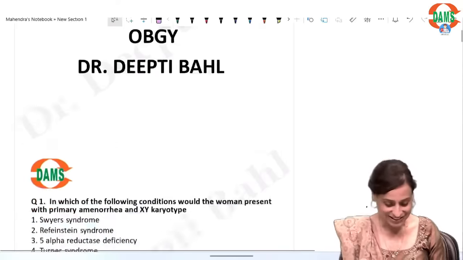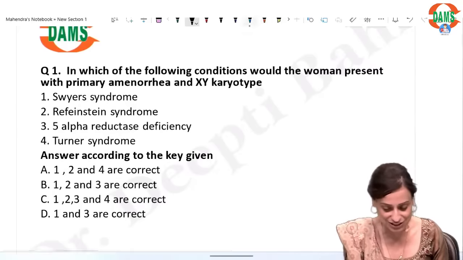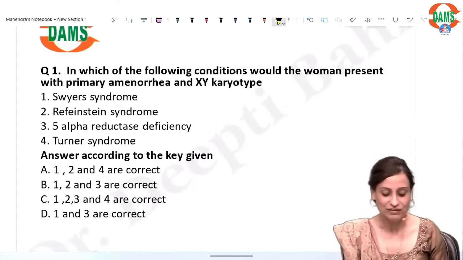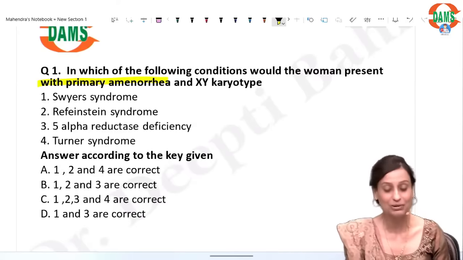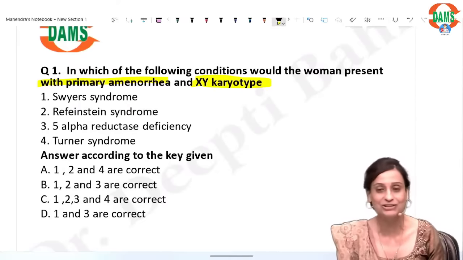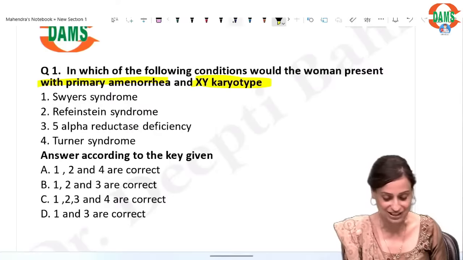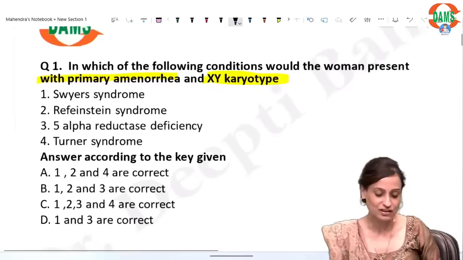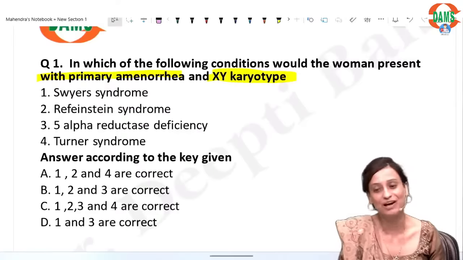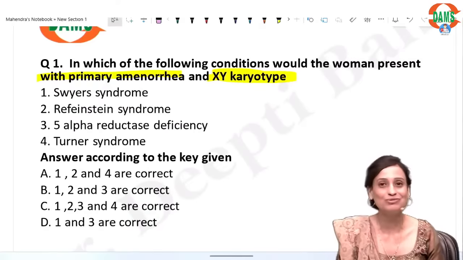So let's go ahead, and this is going to be your first question for the day. I'm going to give you 2 seconds to analyze and mark the answer. In which of the following conditions would the woman present with primary amenorrhea? The other keyword is she should also have an XY karyotype. So in which of the following conditions would the woman present with primary amenorrhea and XY karyotype? Have you all committed your answers? Once you commit, I am going to start the discussion.